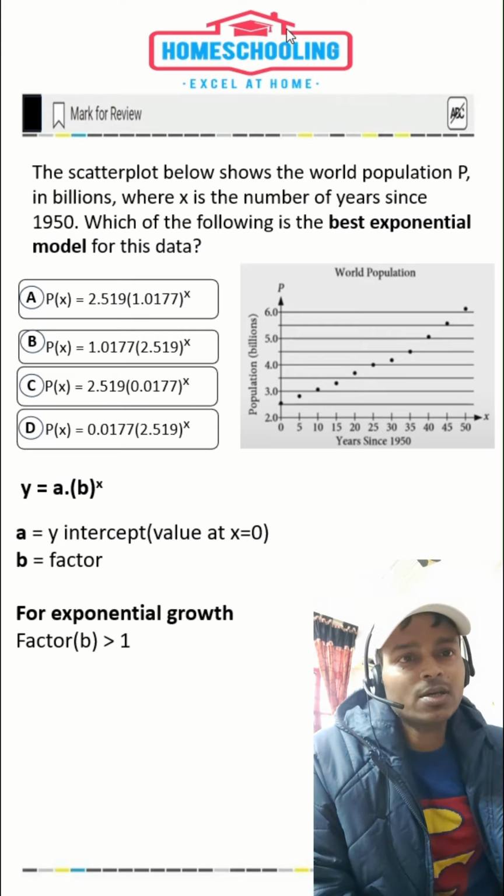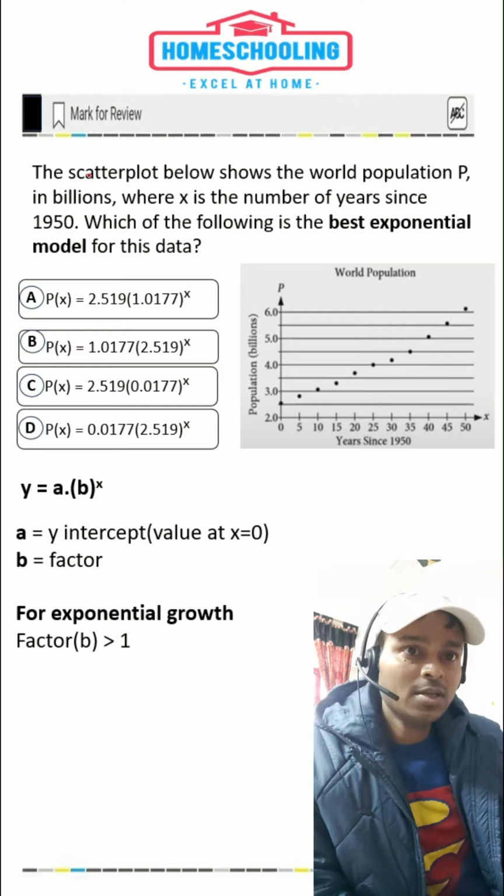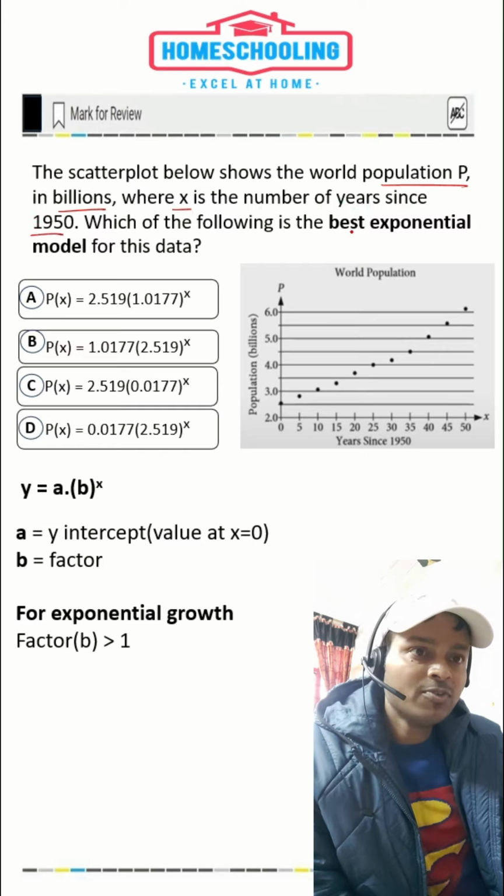Today we are going to take a College Board practice problem from the scatterplot chapter. The question says that the scatterplot below shows the world population in billions, where x is the number of years since 1950. Which of the following is the best exponential model for this data?